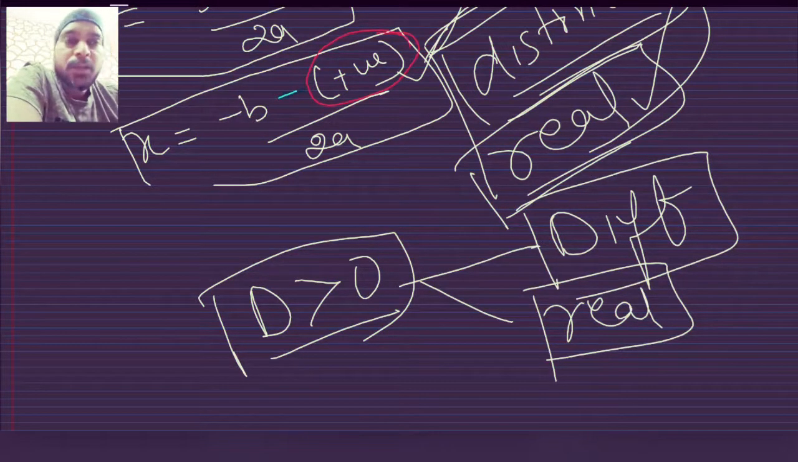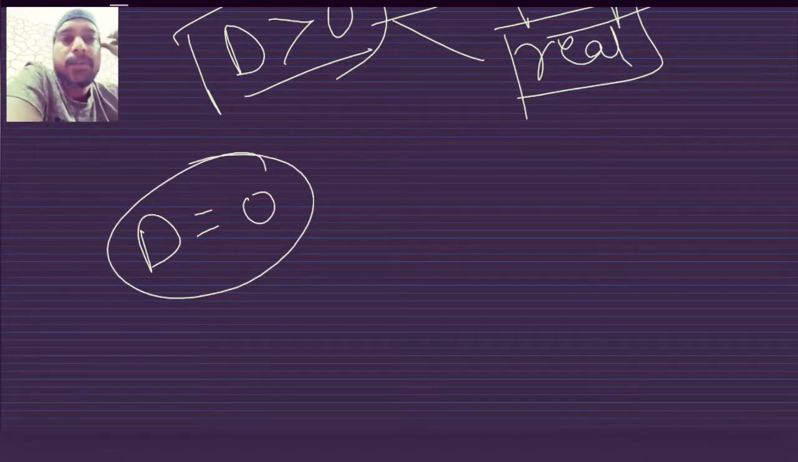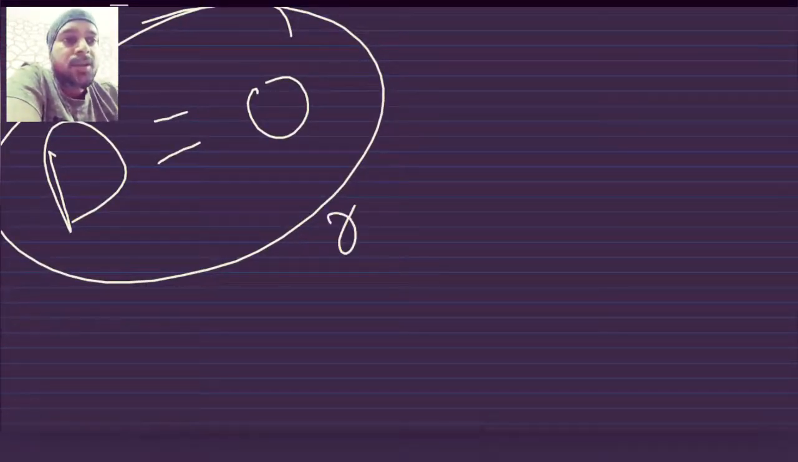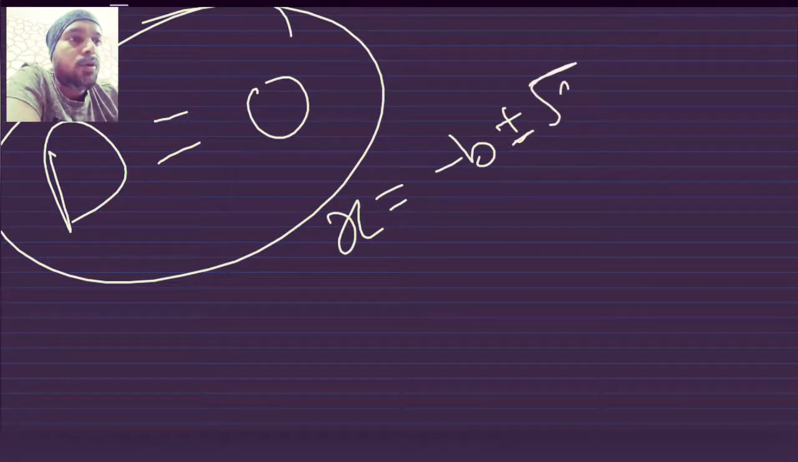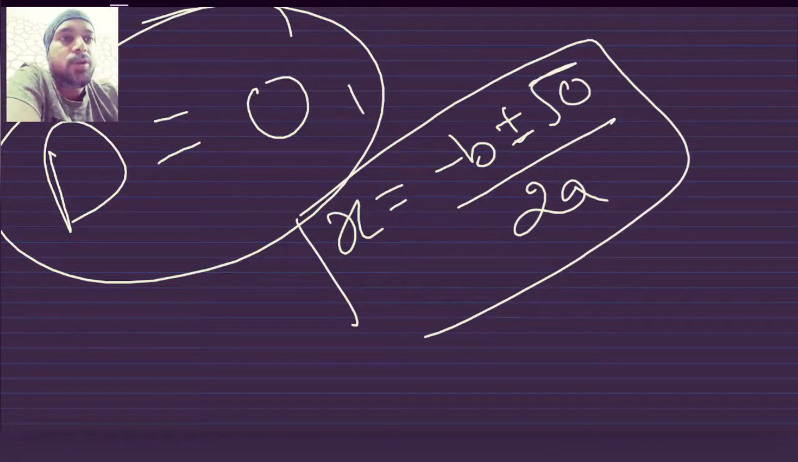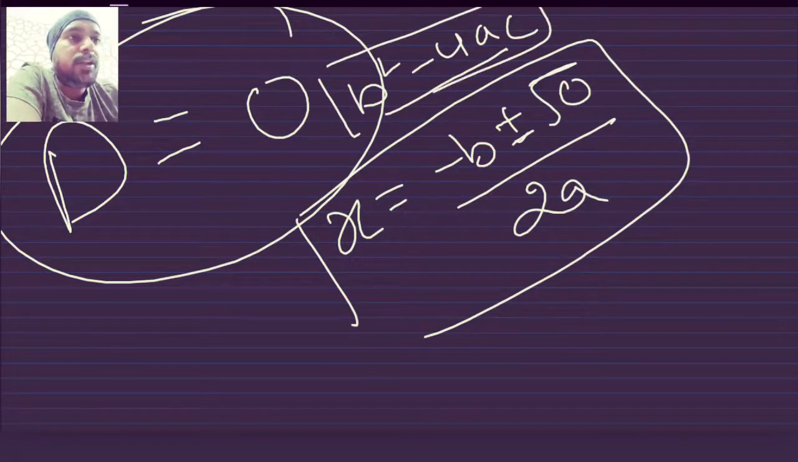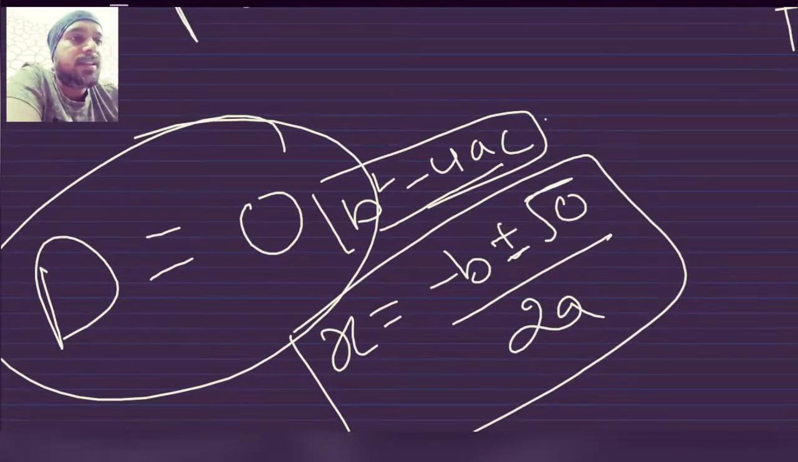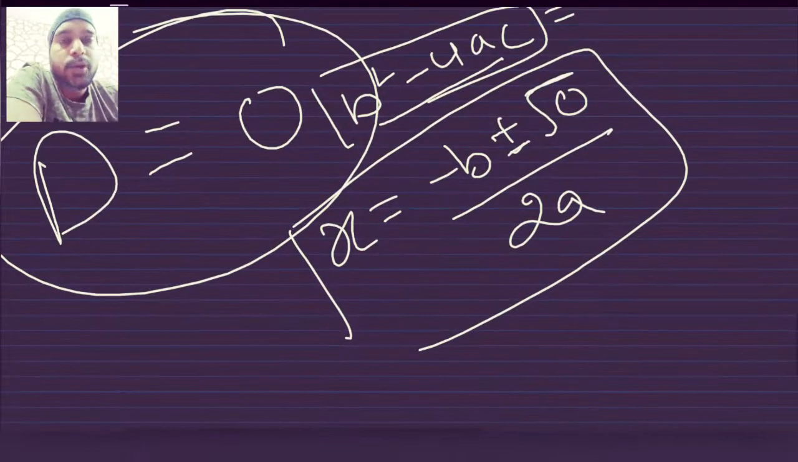Is it clear? Now suppose the discriminant becomes equal to 0. What is going to happen when the discriminant becomes 0? Now x is equal to minus b plus minus under root of 0 upon 2a, because the discriminant is becoming equal to 0, means when you are calculating the value of b square minus 4ac, and this value becomes equal to 0, then x is equal to minus b plus minus under root of 0 upon 2a.